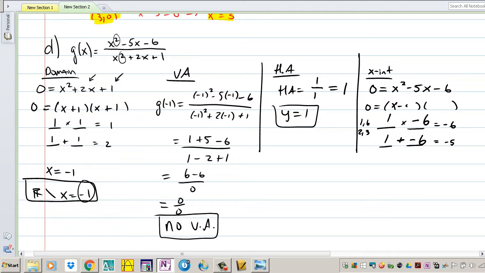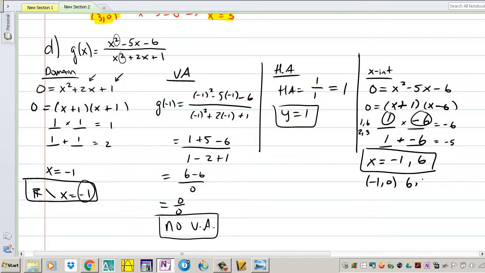So it's x minus 5, I'm sorry, not minus 5. X plus 1, I chose 1, and x minus 6 for the -6. Okay, so my factors are x plus 1 and x minus 6, which means that my x-intercepts are x is equal to -1 and +6. Those are my x-intercepts, or in point form it's (-1, 0) and (6, 0).